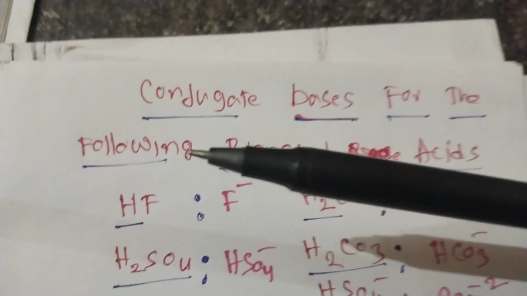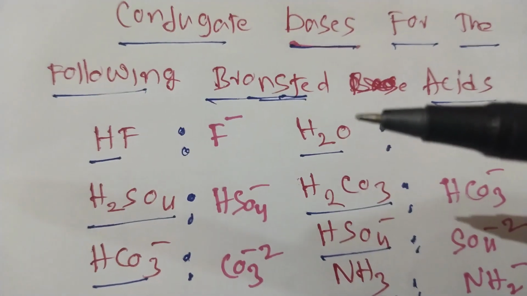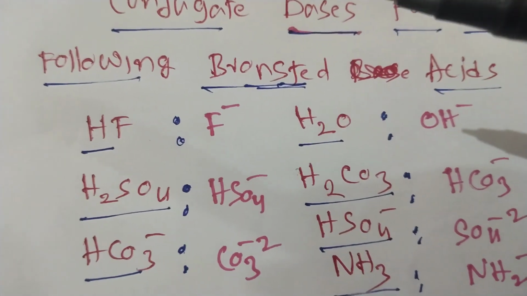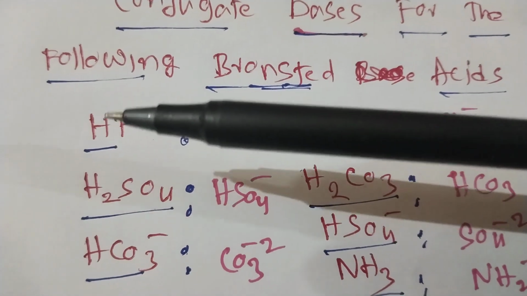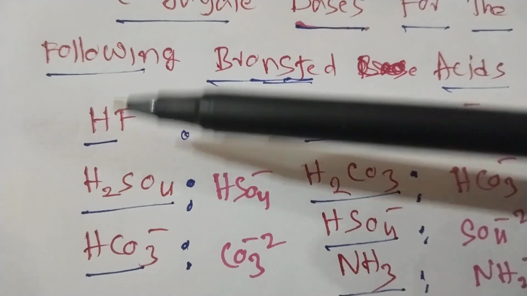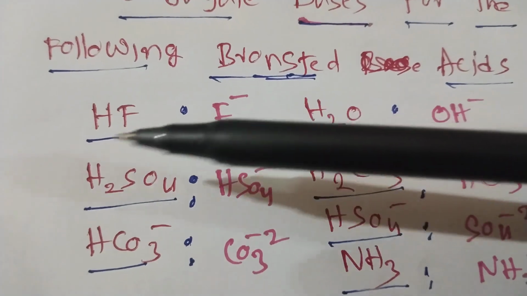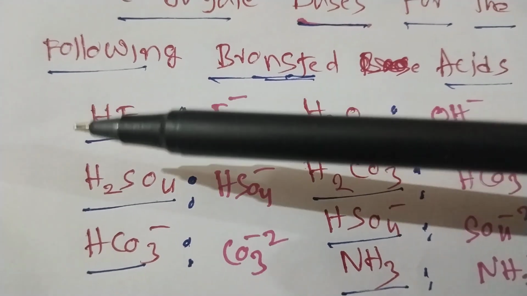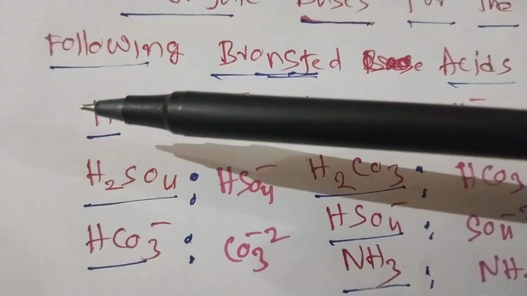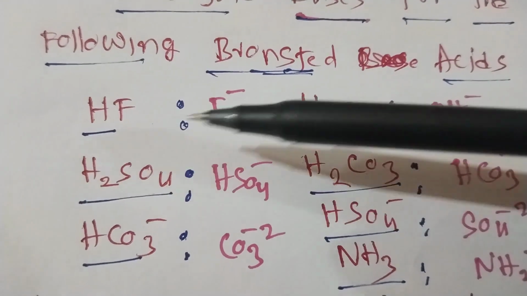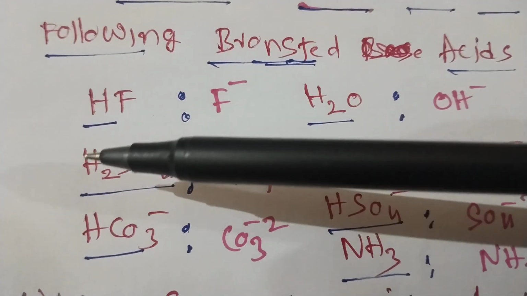You see, if you want the conjugate base, what you have to do? Simply you remove the proton, H plus. What happened? F minus. HF means H plus and F minus. So remove H plus. H plus means proton. Proton removed, what happened? F minus.